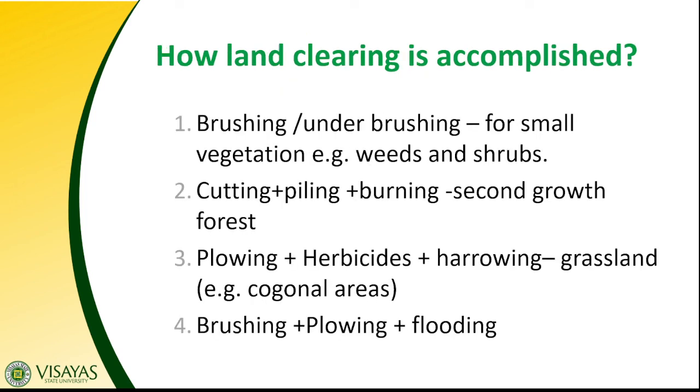How is land clearing accomplished? As I mentioned a while ago, it is done by brushing or underbrushing. This is done for small vegetation, like weeds and shrubs. There's also cutting, piling, and burning for secondary growth forests. And then sometimes it will involve plowing, then application of herbicides, and then harrowing. This is for grassland, particularly for communal areas. And another is brushing plus plowing plus flooding.